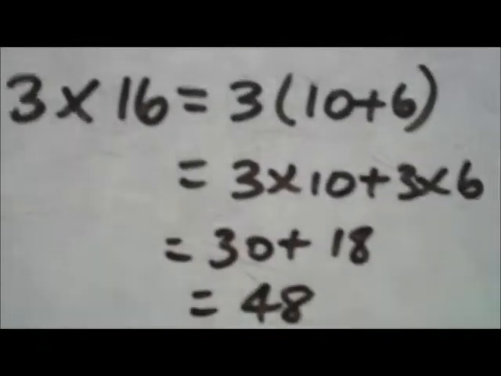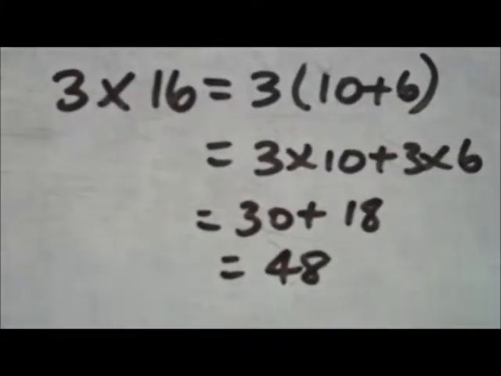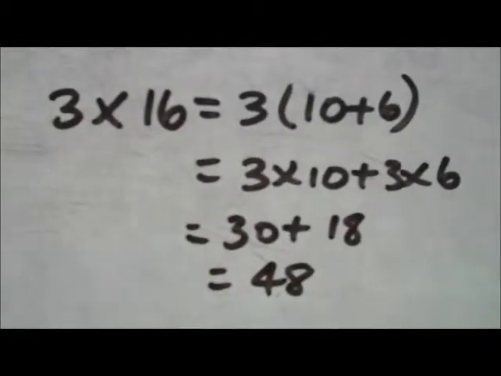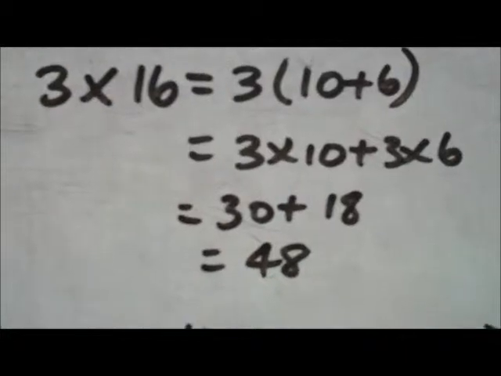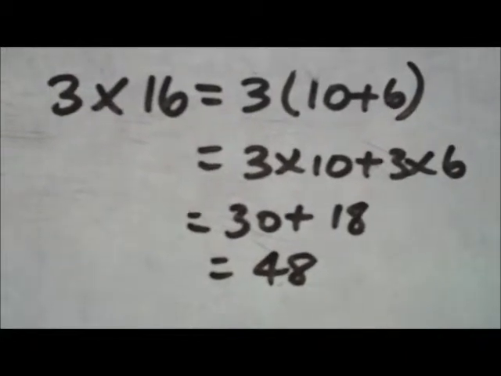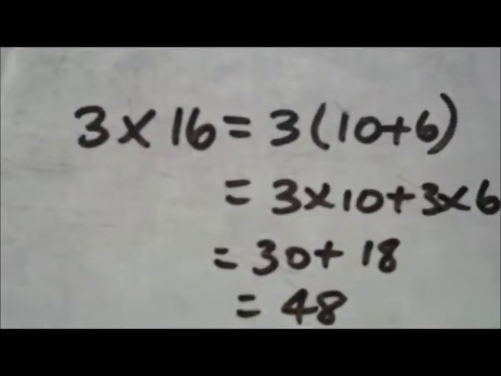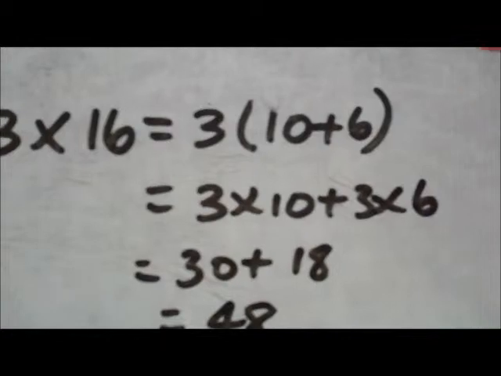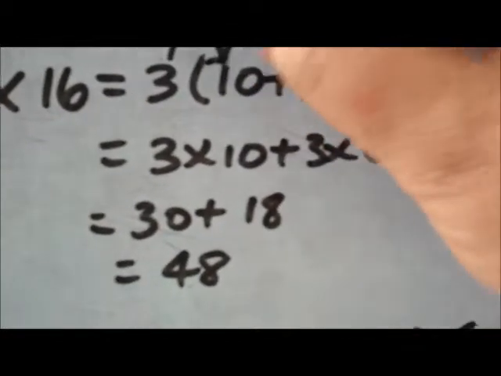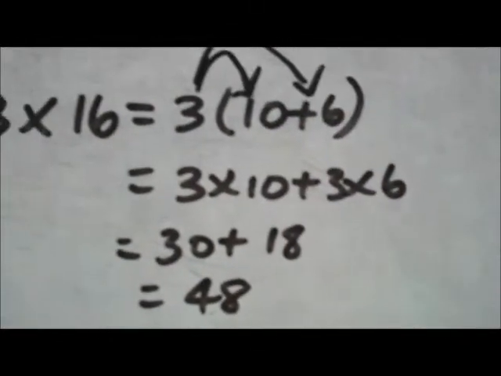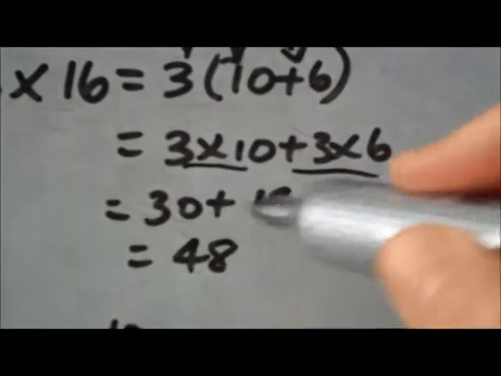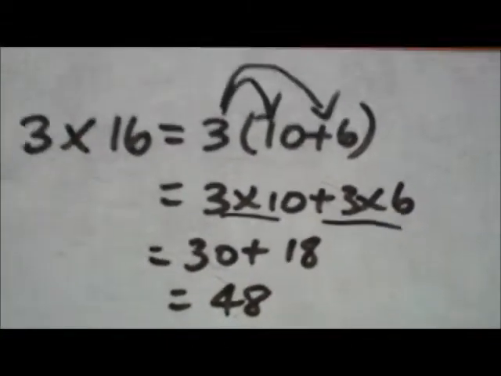So what I've actually got is I'm busting up the 16 into 10 and 6. I could have broken it up into 8 and 8. I could have broken it up into 9 and 7. I could have done 15 and 1. Doesn't matter. But that's why I've put the 10 and the 6 there. So what I'm saying is it's 3 lots of 10 and 3 lots of 6. Yeah, so 30 plus 18, 48. Bam, done.